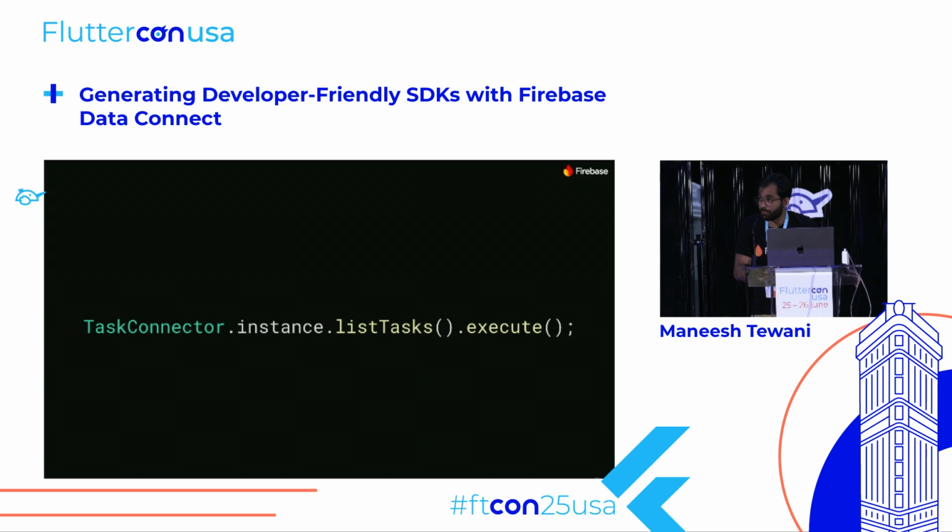Here's an actual example of what that code looks like in Dart. So in your Flutter app, you can just write this one line, and then it'll get all of your tasks for you. Now, yes, I'm skipping over the 2 lines that are required to initialize your app, but this is essentially all you need to do besides initializing Data Connect in your app.